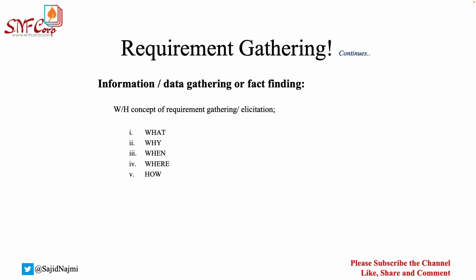These are WH concepts. This is not an official term, but I use it so that it is easy for you to remember. There are five WH: what, why, when, where, and how. You can memorize this if you want. It's not needed. You don't see that red icon, so it's not needed. But if you want, you can memorize these things.